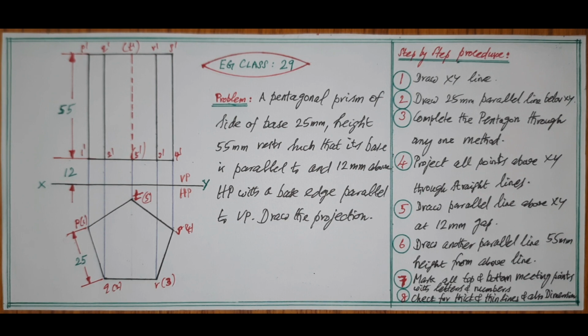In this class, we see about the projection of pentagonal prism. Let me read the problem first. A pentagonal prism of side of base 25 mm, height 55 mm rests such that its base is parallel to HP and 12 mm above HP with a base edge parallel to VP. Draw the projection. First, we should know about pentagonal prism.